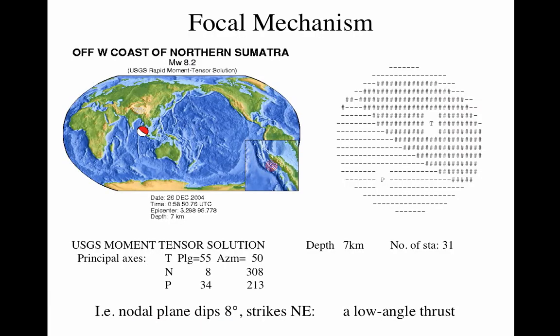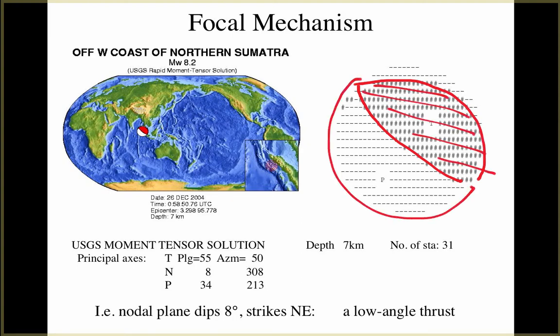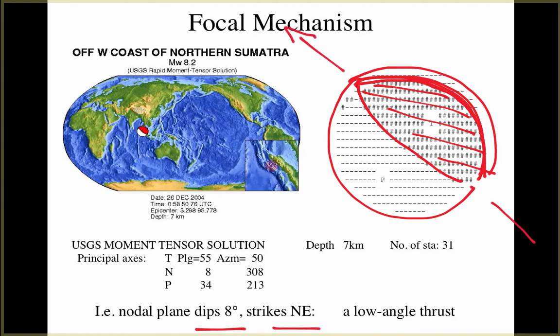In the first few hours after the earthquake, automated recording at stations around the globe produced this focal mechanism that showed the extensional quadrant and the compressional quadrant on the margins. This was a thrust fault, and the active fault was this very low angle fault, dipping about 8 degrees, striking northeast, parallel to the subduction zone.